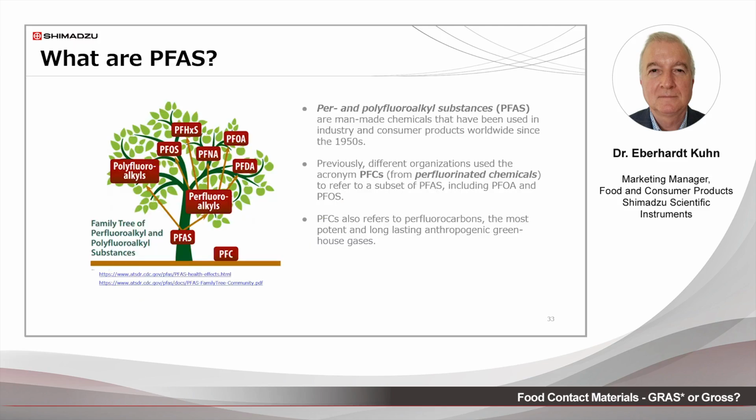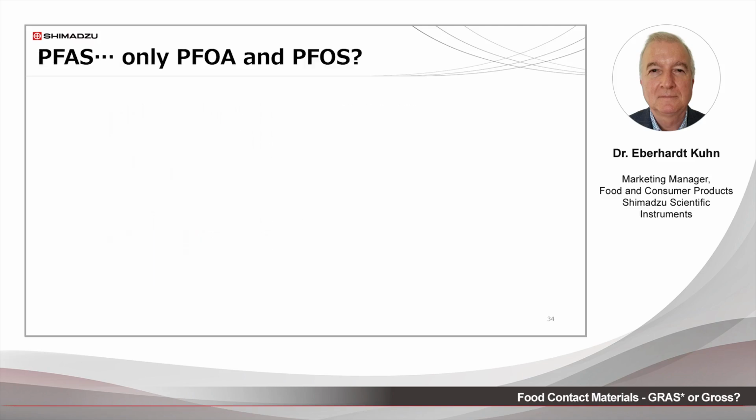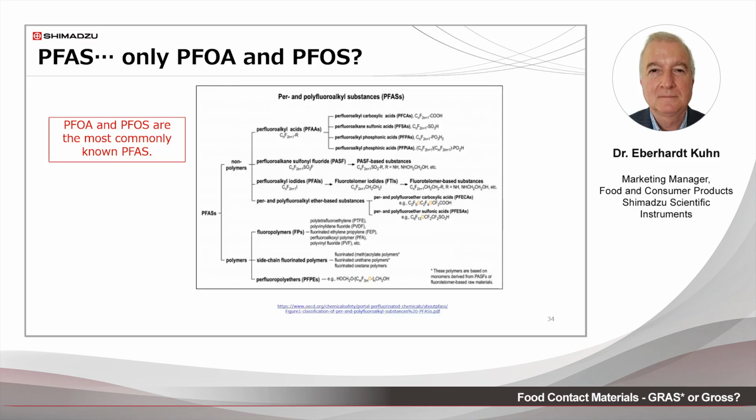So what are PFAS? PFAS are a family of compounds that are per- and polyfluoroalkyl substances. In the past, they've sometimes been called PFCs, perfluorinated chemicals, and there's a whole variety of these materials. The most common ones that have been studied are PFOA and PFOS, or perfluorooctanoic acid and perfluorooctane sulfonic acid, but there are in fact hundreds and thousands of different kinds of PFAS, short chain and long chain, which makes the analysis quite challenging.